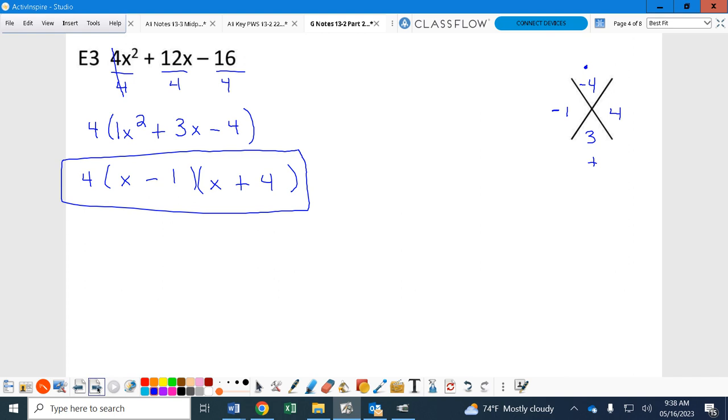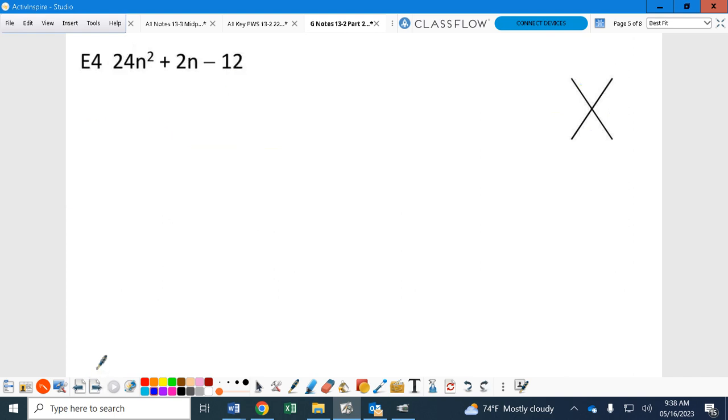Okay, guys, here we go. For this next one, is there a GCF in the beginning? Is there anything that will divide into 24, 2, and 12? 2. 2 will go into everything. When you divide everything by 2, 24 divided by 2 is going to be 12n squared, plus the 2's cancel out. That's going to leave you n, minus 12 divided by 2 is going to be 6. I think you can set up these numbers in the diamond correctly.